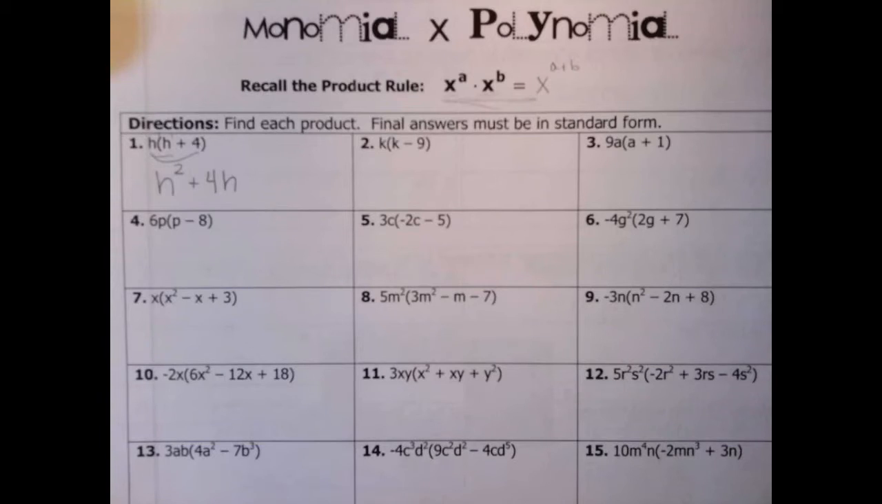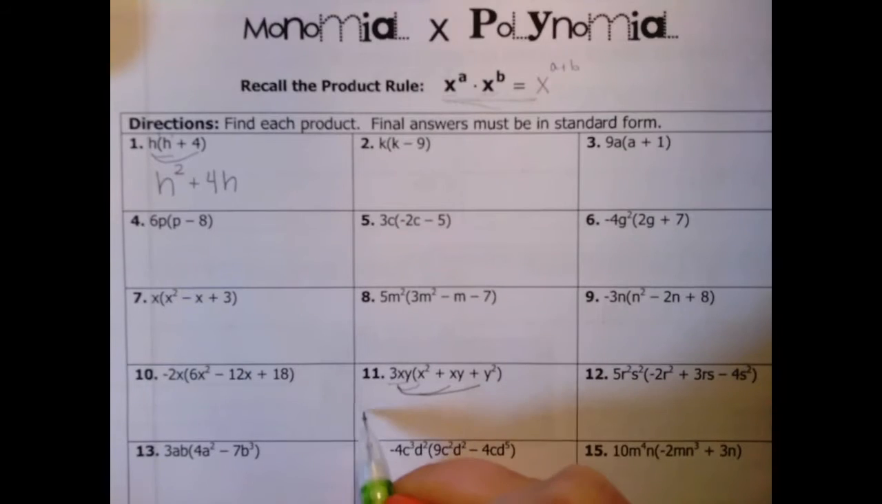I'm going to skip ahead to number 11 because this has two variables included in it, so you can see one of those examples. So I have 3xy outside my parentheses times the sum of x squared, xy, and y squared. So I'm going to take that 3xy and distribute it to all three of those terms. So 3xy times x squared. Can't do anything with the 3. I'm going to keep that base, my x, add the exponents.